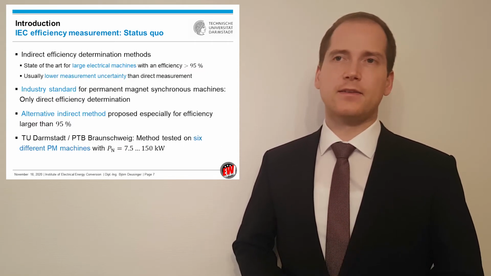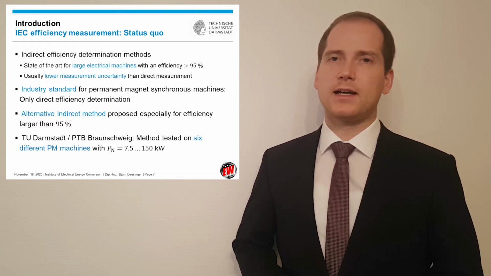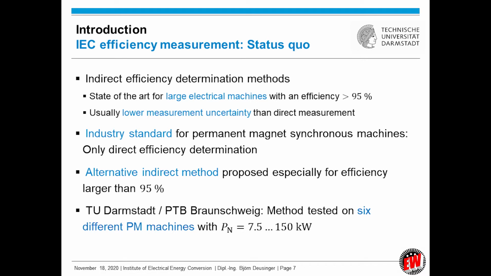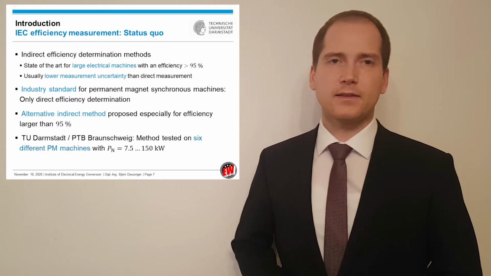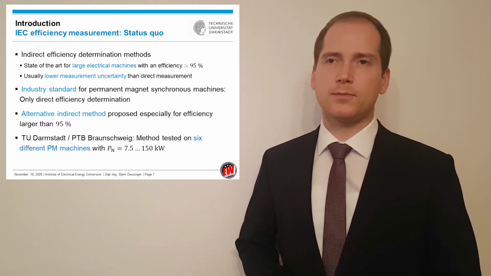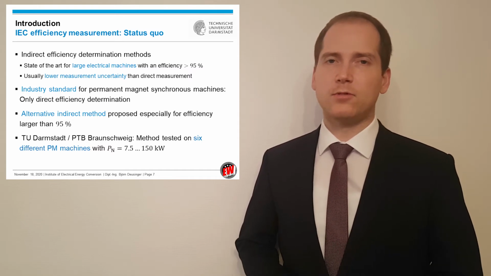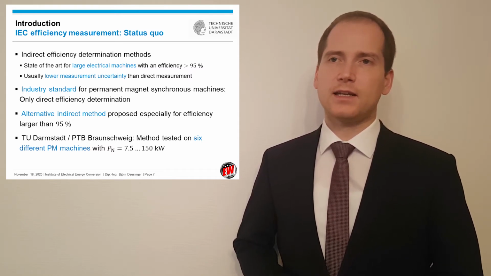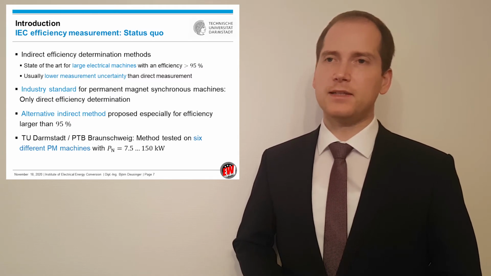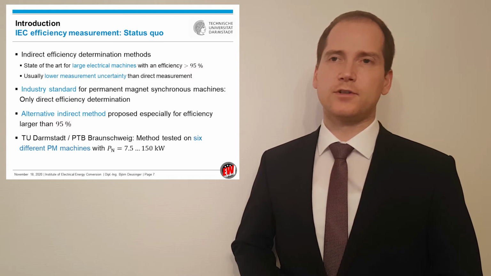So we can summarize that the indirect efficiency determination methods are state-of-the-art for large electrical machines with high efficiency values above 95% due to the lower measurement uncertainty. But currently only the direct determination is standardized for permanent magnet synchronous machines. Therefore, we proposed an alternative indirect method in the year 2014. Since then, this method has been evaluated on different permanent magnet machines with a rated power up to 150 kW at our institute and on one smaller machine at the PTB, the National Metrology Institute of Germany.